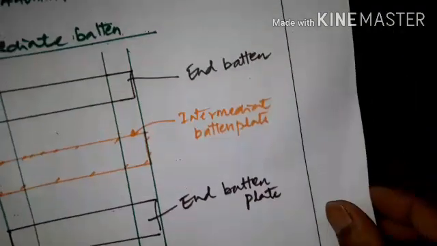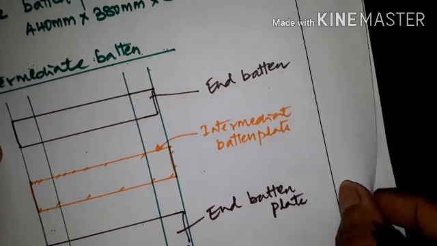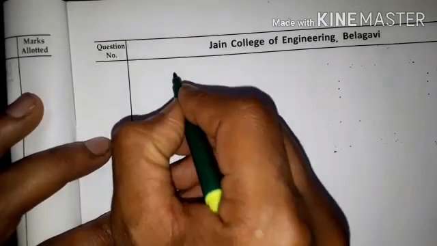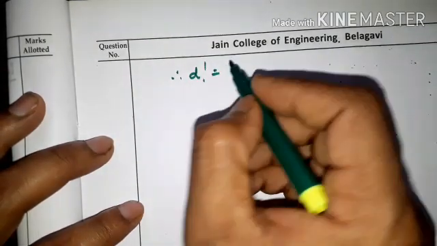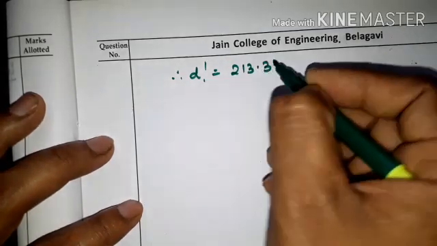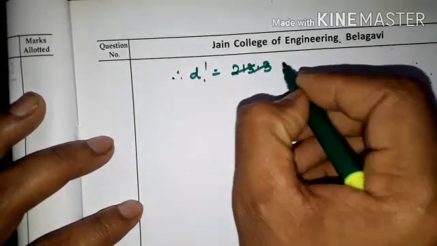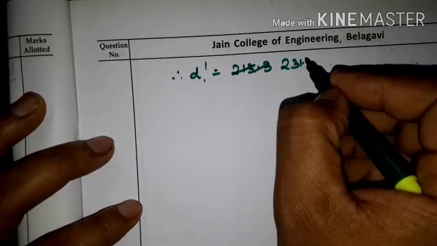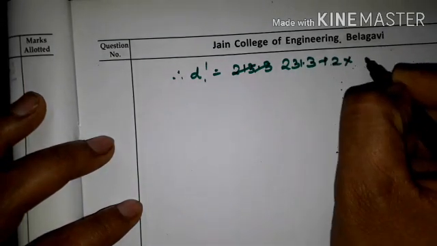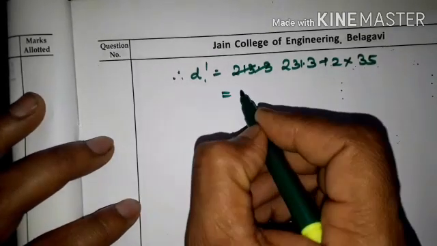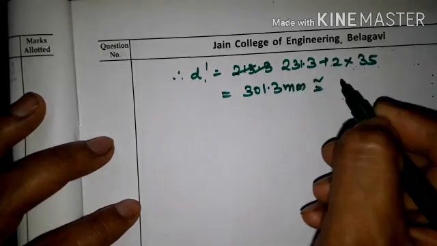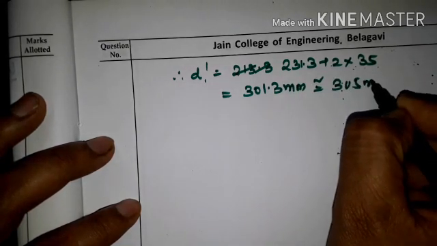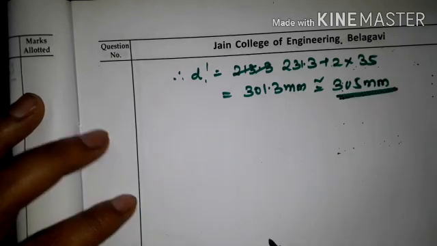Okay. So next, therefore D dash is equal to, then again therefore, D dash is, so total, 231.3 plus 2 times edge distance, that is 35. So we'll get this as 301.3 mm, so it will be 305 mm. Okay. So we got the depth.